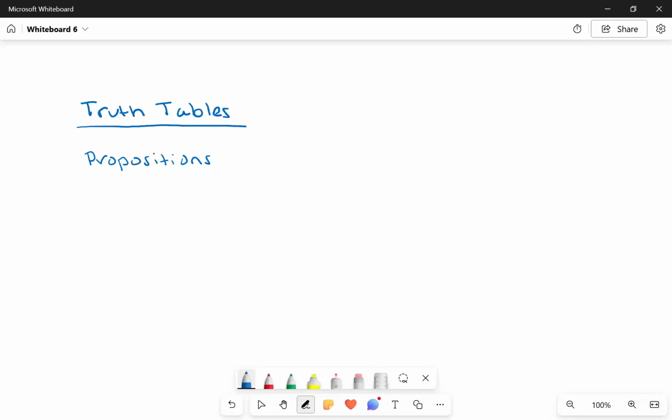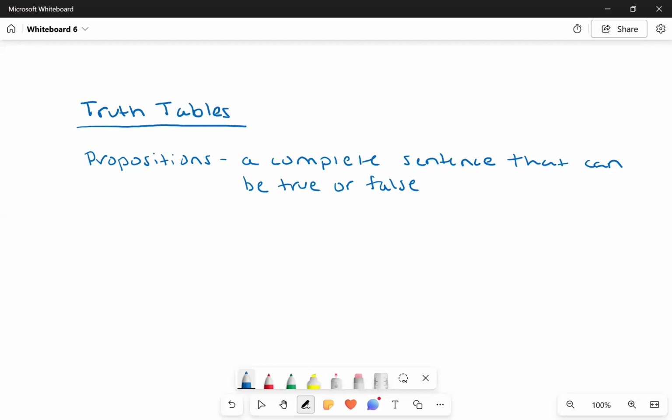First thing, I need to define what a proposition is. A proposition is a complete sentence that can be true or false. And because it can be true or false, some things are disqualified. A question would not be a proposition because a question can't be true or false. Opinions, by the way, do count as a proposition.